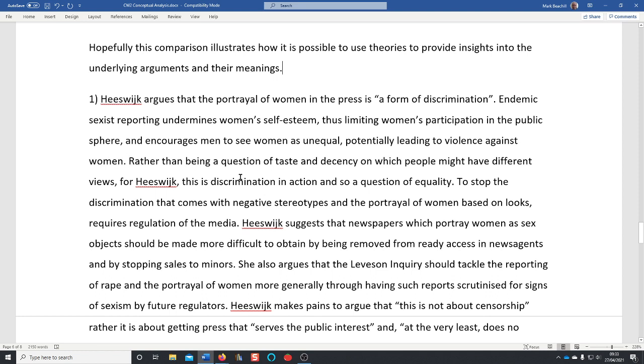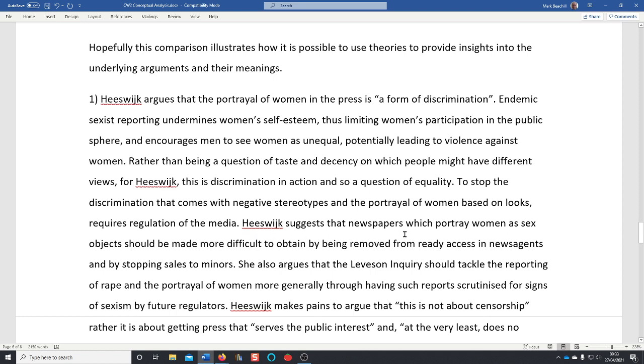So rather than being a question of taste or decency, on which people might have different views, for Heeswijk this is discrimination in action, and so a question of equality. To stop the discrimination which comes from sexist reporting, negative stereotypes, and the portrayal of women based on looks, requires the regulation of the media for Heeswijk.